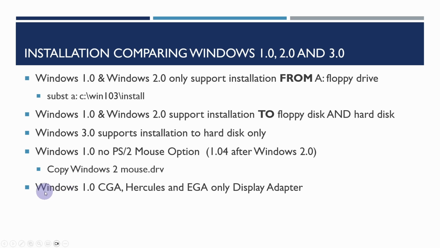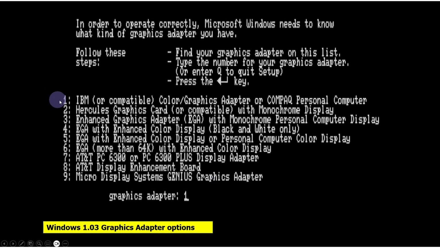Then it comes to the video controllers or the display adapters, as I think some of these screens will show. Windows 1.0 just included support for CGA, Hercules and EGA. We have a look at the Windows 1.0 graphics adapters. You can see that option 1 was the IBM CGA, or similar to the Compaq personal computer adapter. Hercules was basically a monochrome display adapter but with some graphics support, so it's basically like a black and white CGA card, I guess would be the closest.